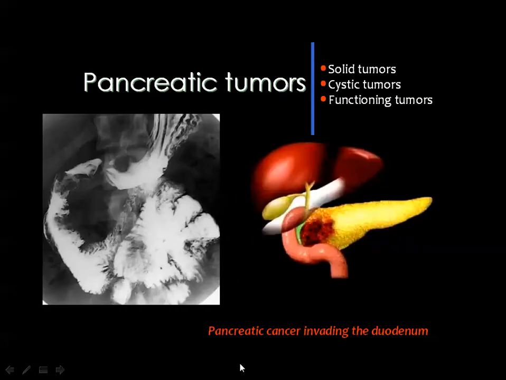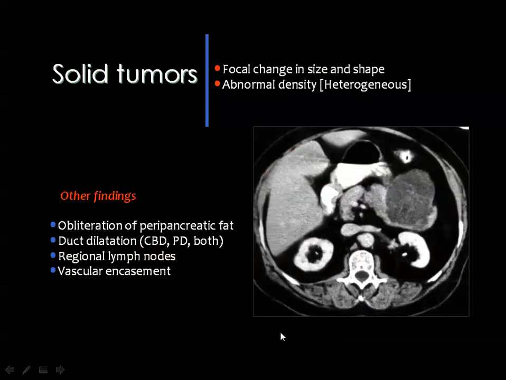Then we have finished with pancreatitis, the acute and the chronic type, and we mentioned the complications in cases of acute pancreatitis. Then we came to the issue of pancreatic tumors. And we have three types of pancreatic tumors: the solid ones, the cystic tumors, as well as the islet cell functioning tumors. Then considering the solid tumors, we have two main diagnostic landmarks for diagnosing a pancreatic tumor. Number one is the focal change in size and shape. Number two is abnormal density.